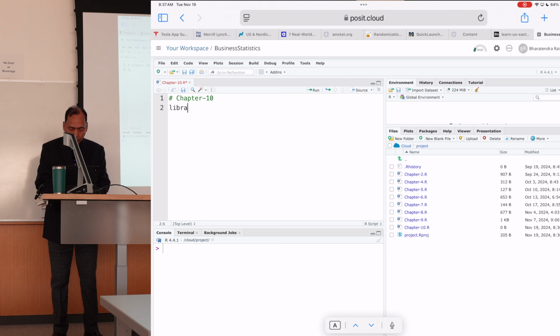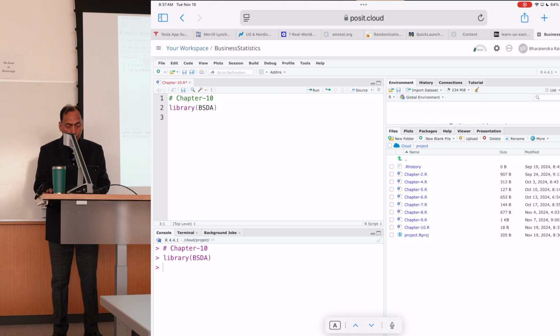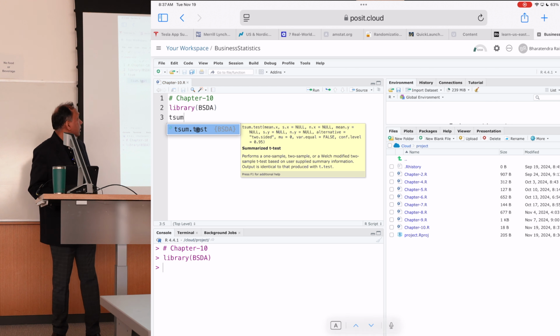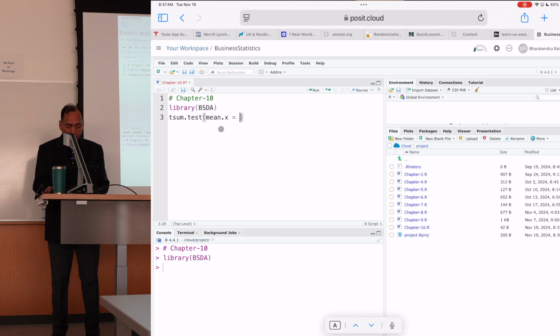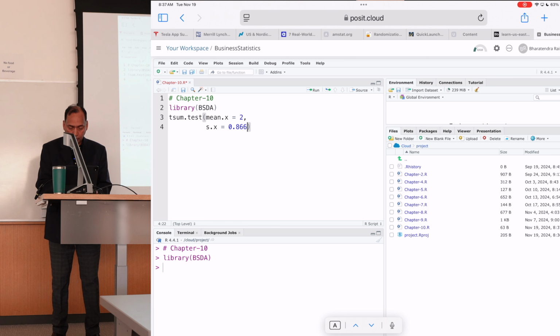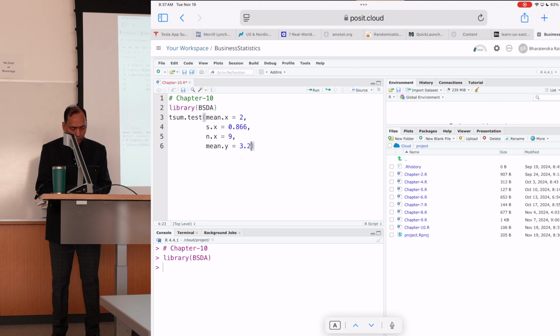I will repeat whatever I wrote there. So library, BSDA, run that. tsum.test, select that, and say mean.x is 2, comma, s.x 0.866, comma, enter. Sample size was 9. And then second population mean.y is 3.2.